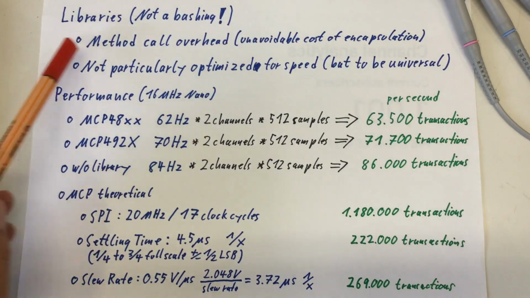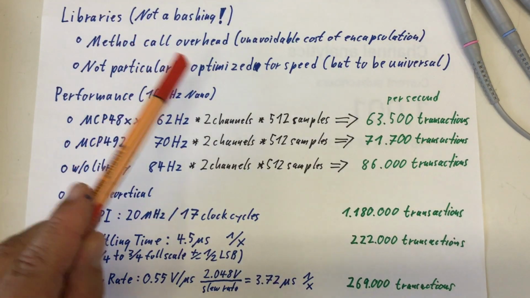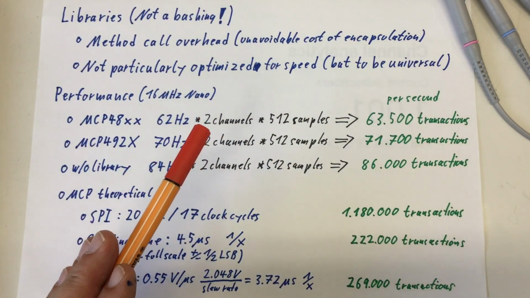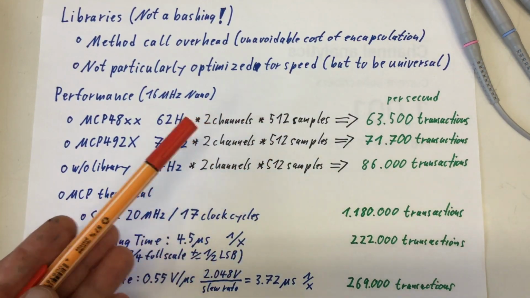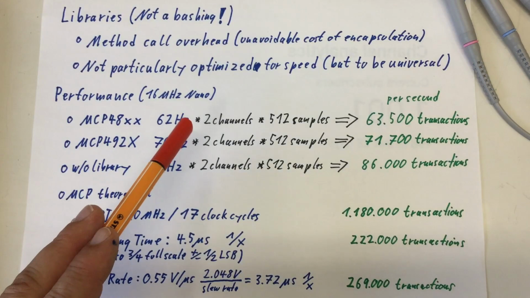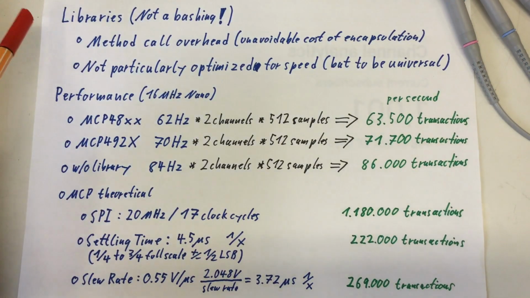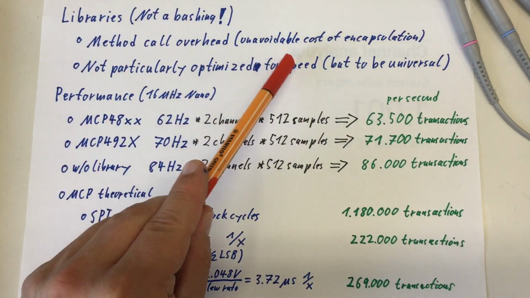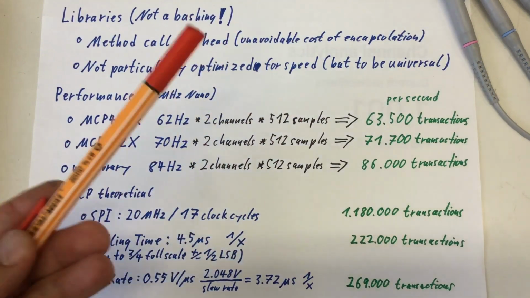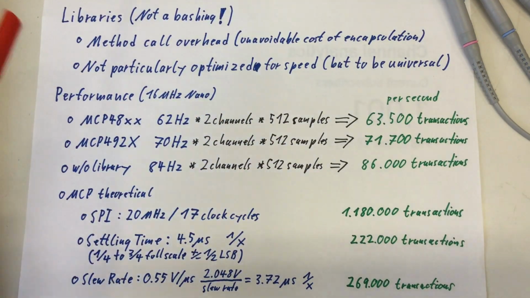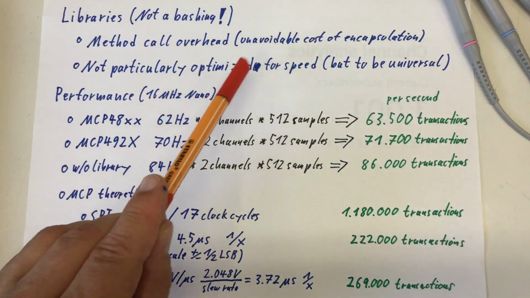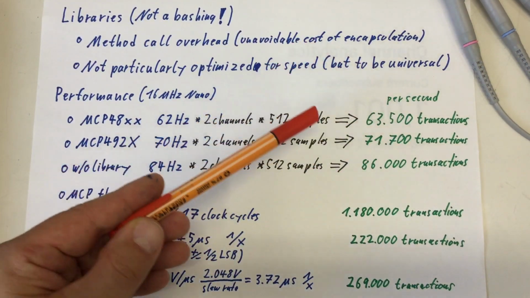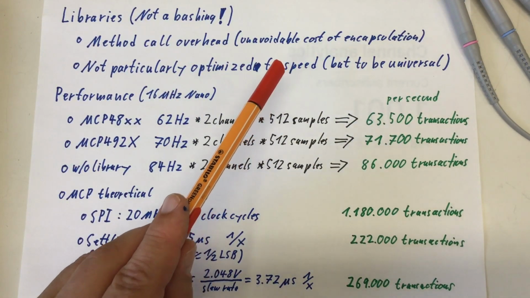To summarize, libraries, and this is not library bashing, okay? Kudos to all the people who are writing libraries for the Arduino environment. They are the ones who made the Arduino environment what it is today. With that out of the way, when you use libraries, you have that method call overhead, and that's the unavoidable cost of encapsulation and making your code look nice. And libraries are not necessarily optimized for speed, but they tend to be written to be universal, so you can use them for a lot of use cases.